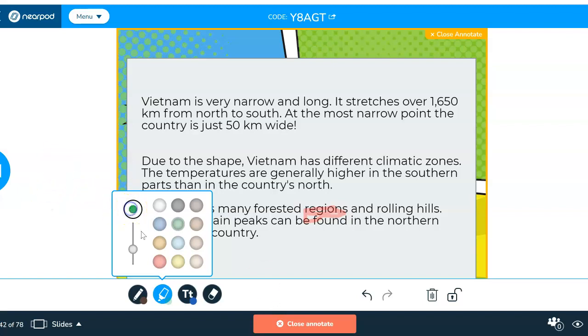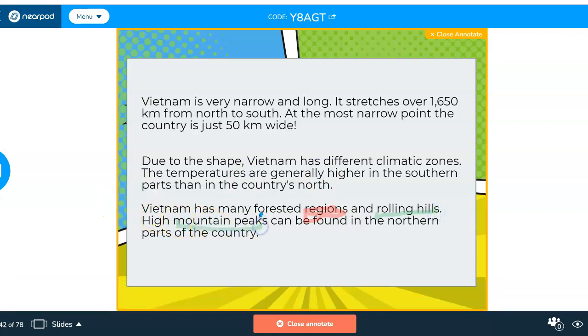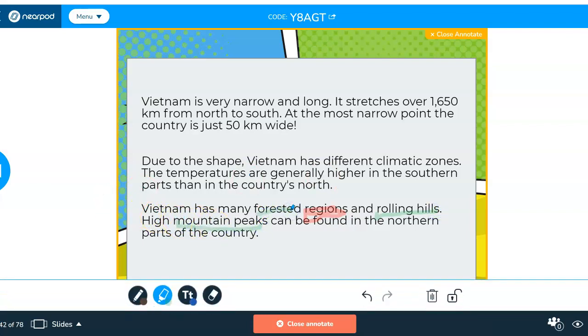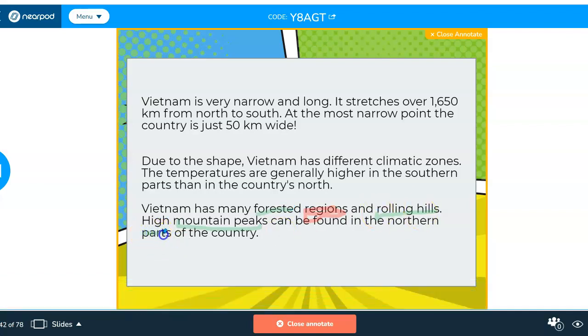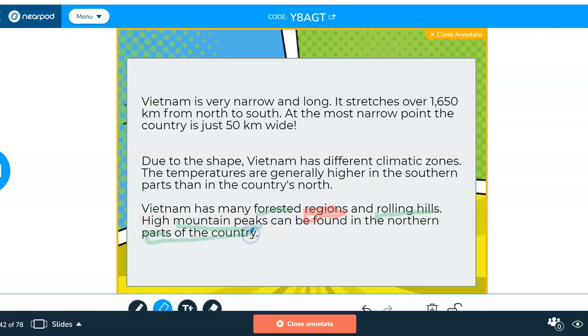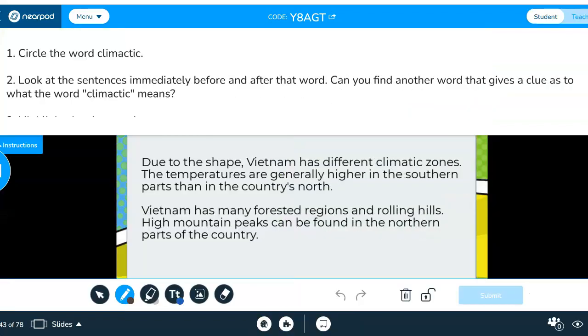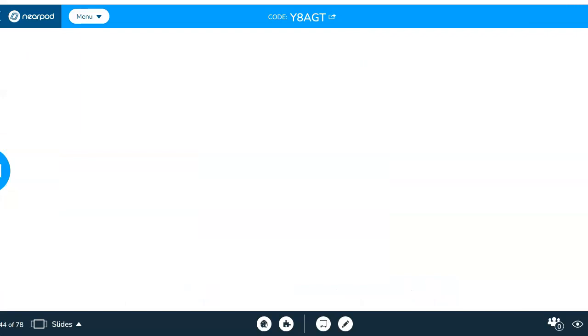And they would say maybe rolling hills, mountain peaks, forests, and then we discuss that regions are areas and maybe parts of the country. Or actually, now that I'm looking at it, parts of the country pretty much tells you the answer there. So then they have a go with the word climatic.